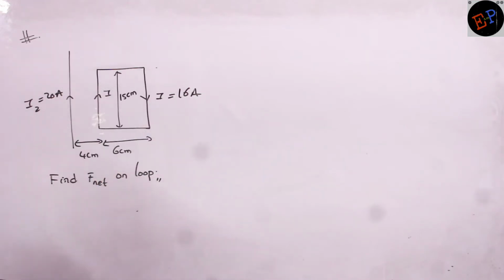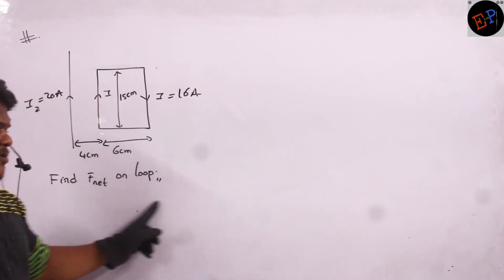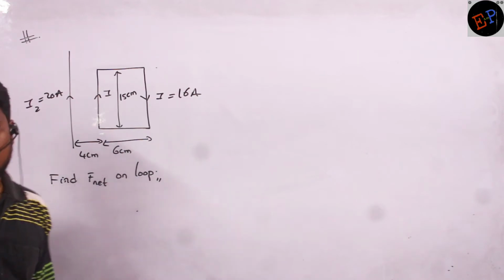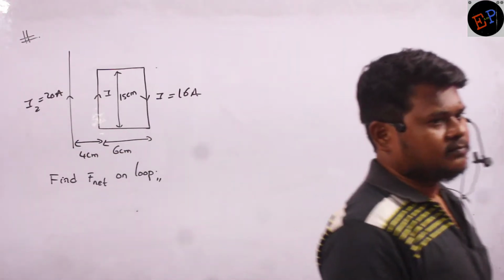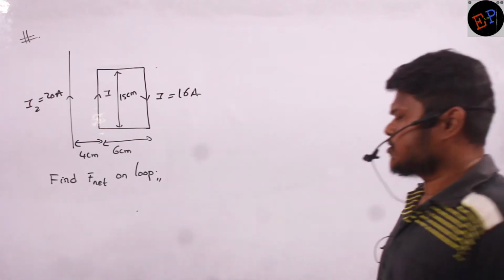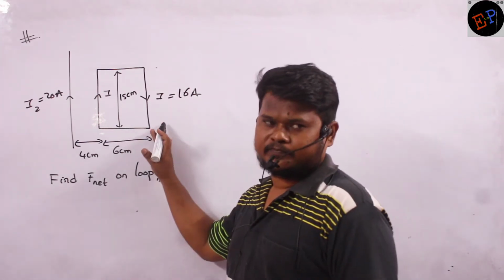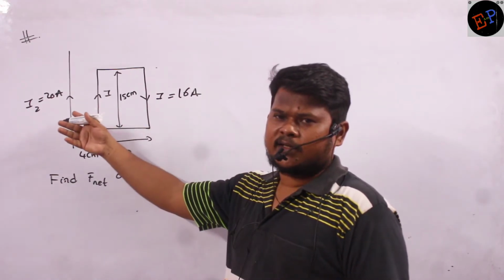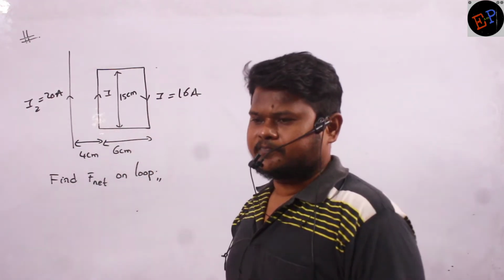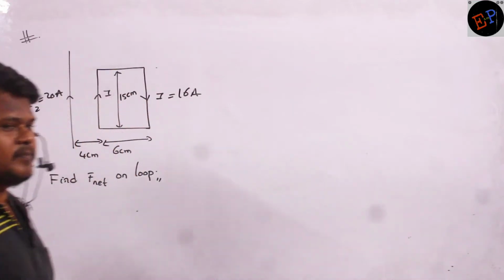Okay. Then I want to find out how much force will be present on this loop. How can I do it? How much force will be acting on this loop? Or what is the force existing between this current carrying conductor and this loop? How can I do it?